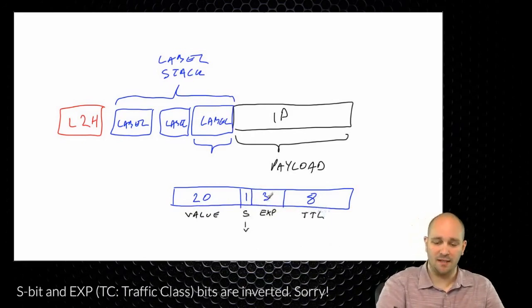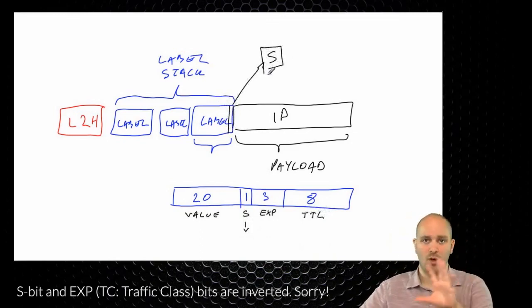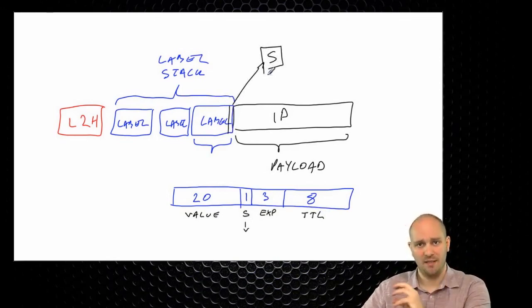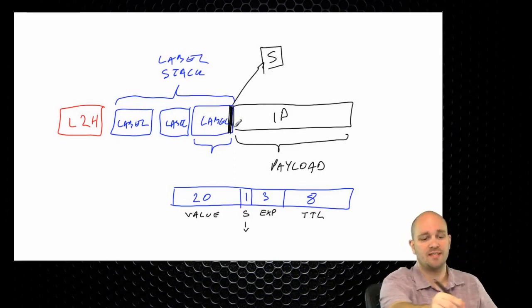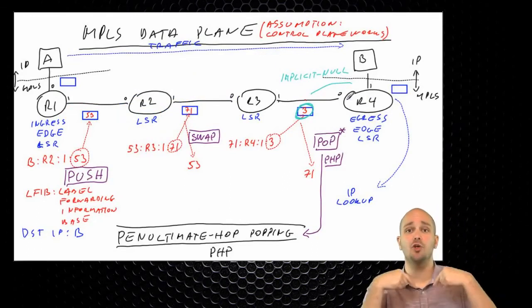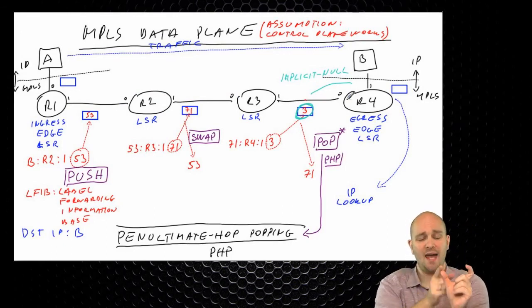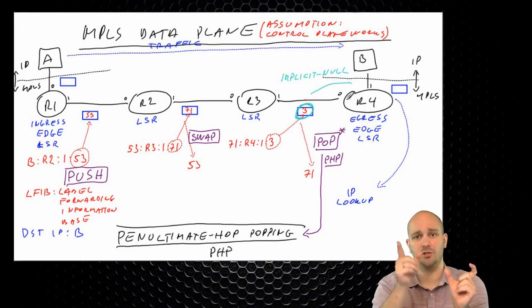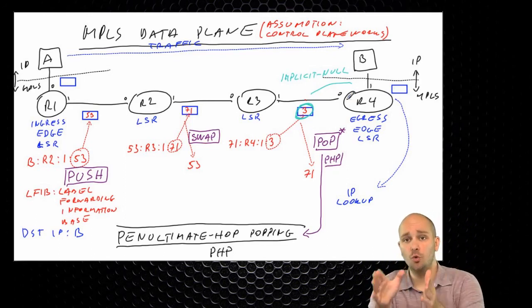Now, this S bit is always going to be set here. So this one here will have the S bit set. No matter how many labels you have on the stack, the bottommost label will have the S bit set to 1. What this S bit tells the router when it receives it, in this case router R4, is that after you pop this label, you need to perform an additional operation. You need to know what the payload is and what to do with the payload.